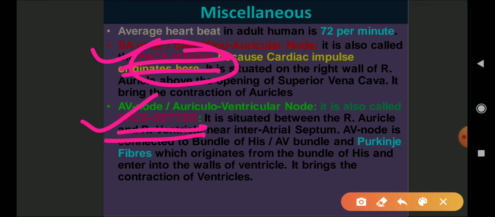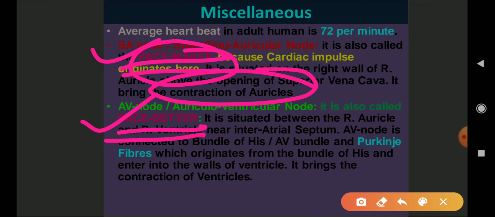Where is the location of the SA node? Just near the opening of the superior vena cava, near the Eustachian valve. What is its function? To bring about contraction of the auricles. Where is the location of the AV node? At the interauricular septum. So that is the location.